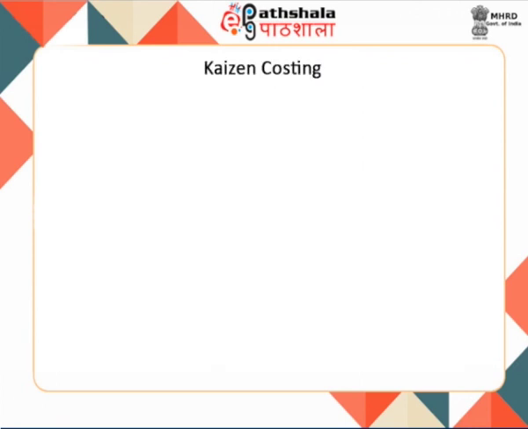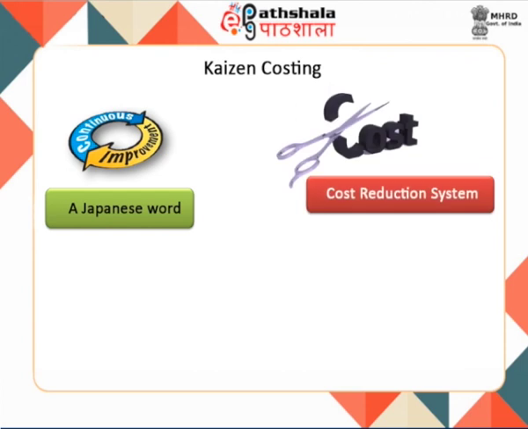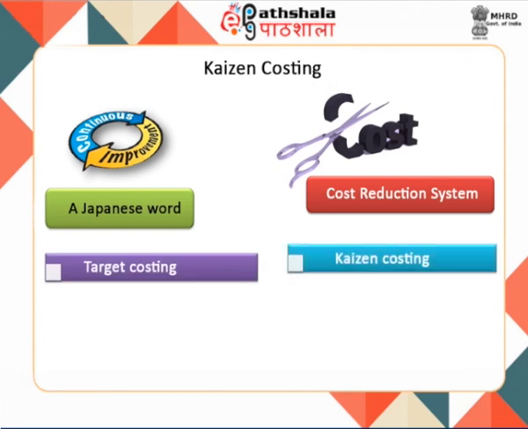Kaizen costing. The word Kaizen is a Japanese word meaning continuous improvement. It is a mechanism for managing and reducing costs. Therefore, it will not be wrong to describe it as a cost reduction system. It is important to know the difference between the target costing and Kaizen costing.